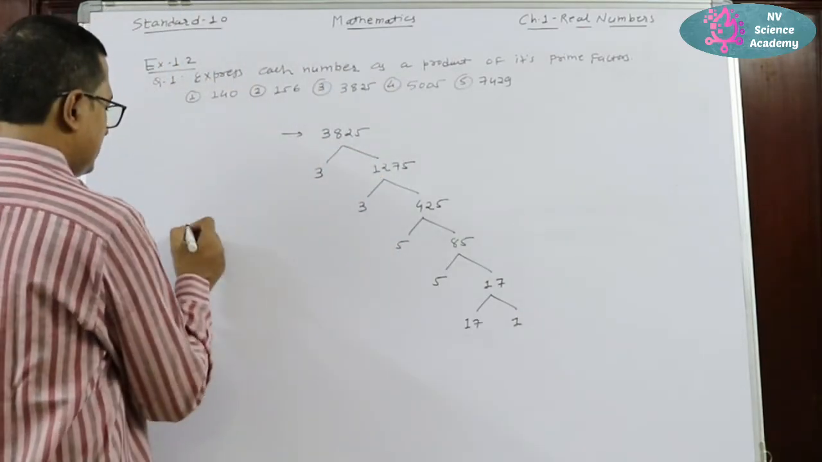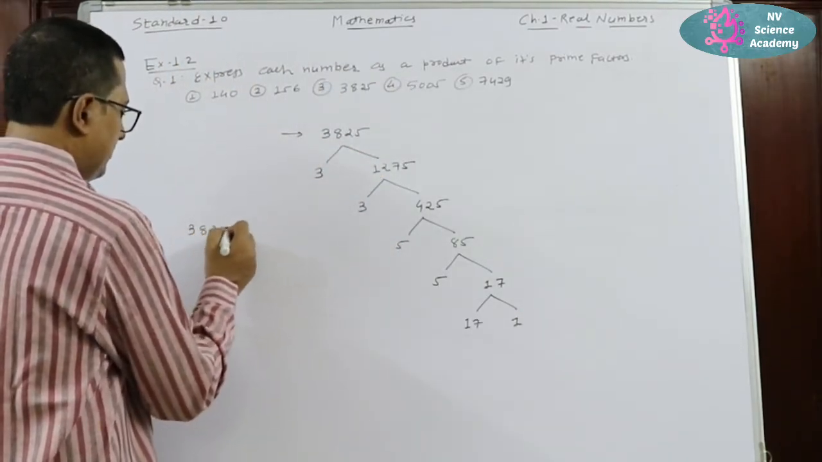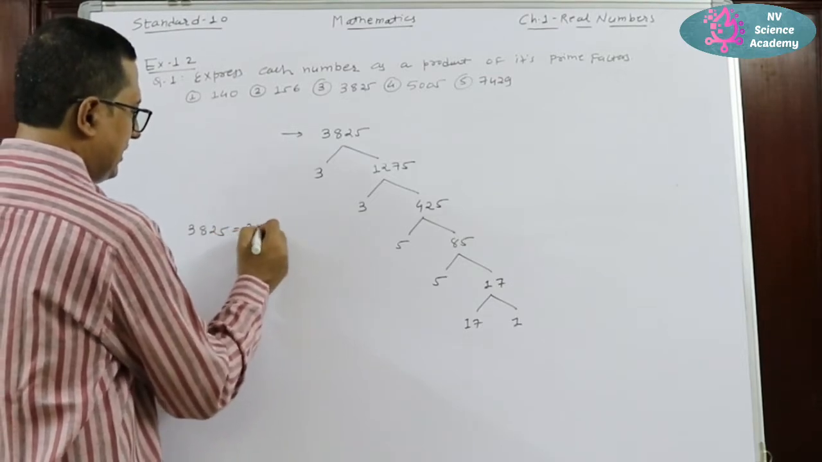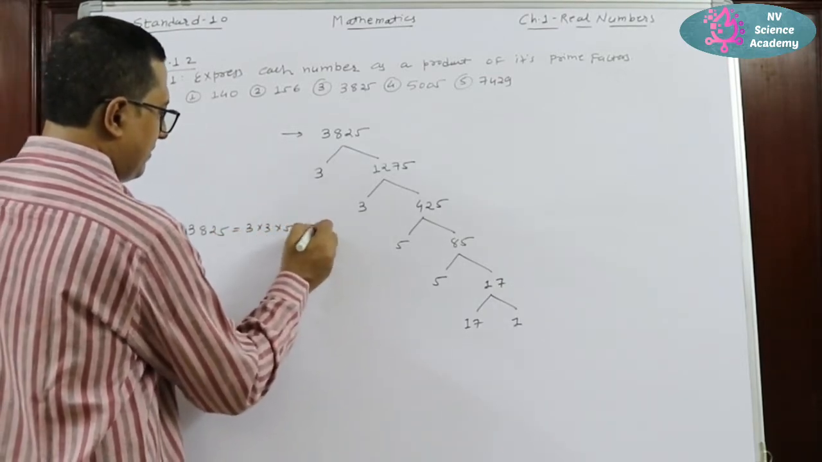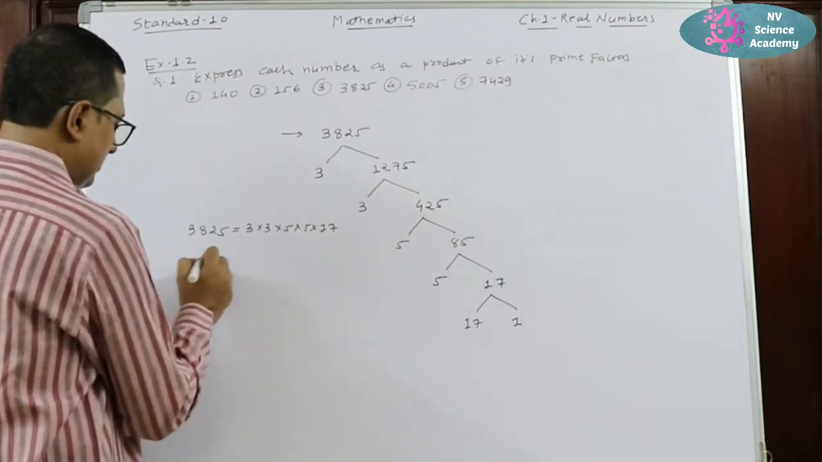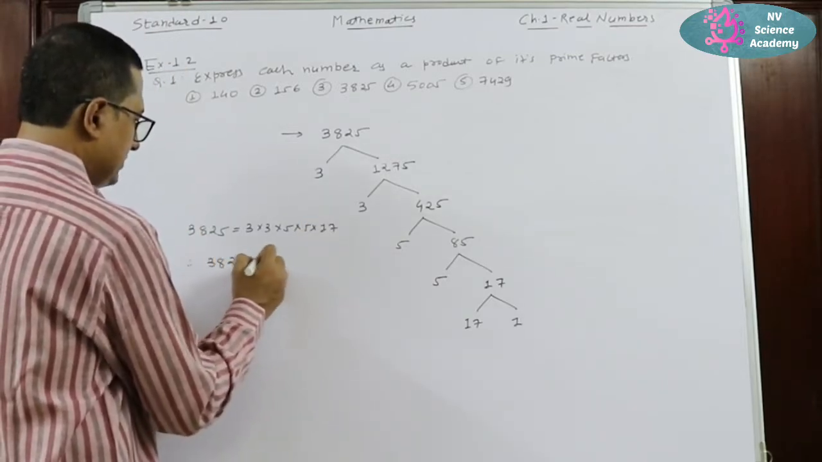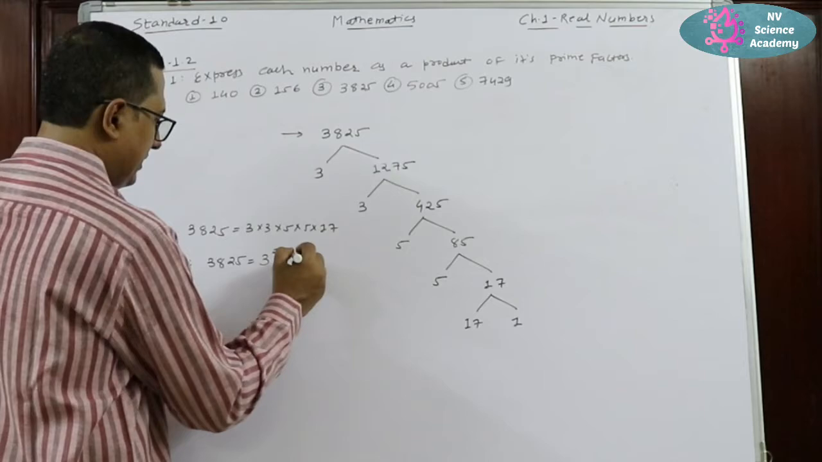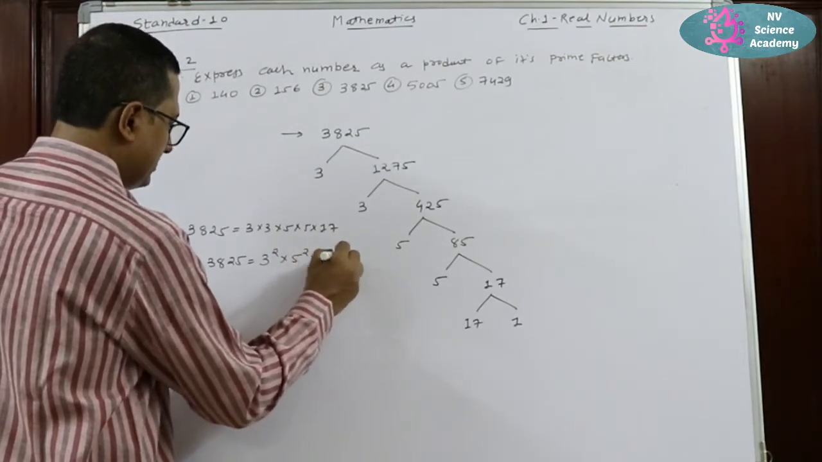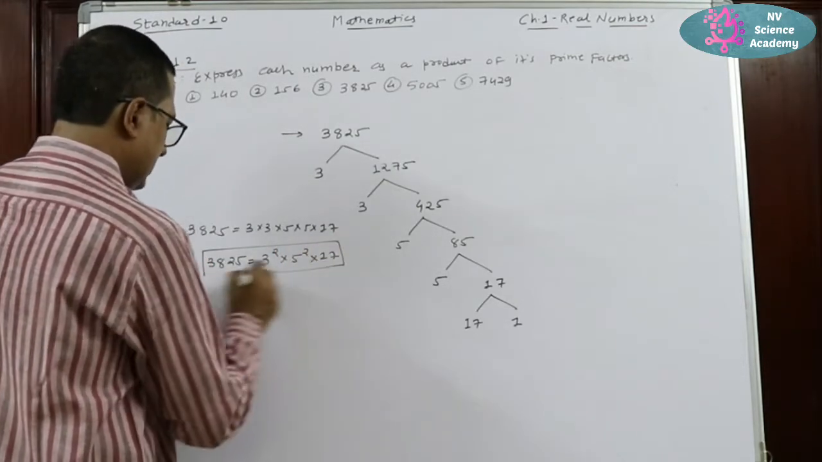So the prime factorization of 3825 is equal to 3 multiplied by 3 multiplied by 5 multiplied by 5 multiplied by 17. Therefore 3825 is equal to 3 square multiplied by 5 square multiplied by 17. So this is the answer.